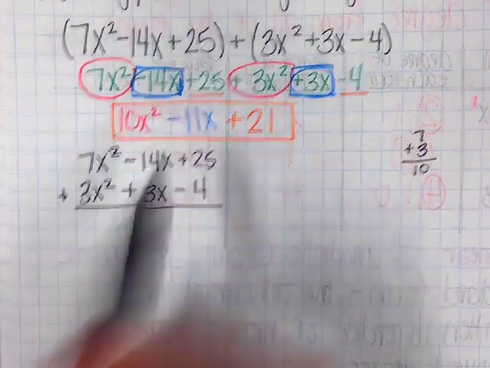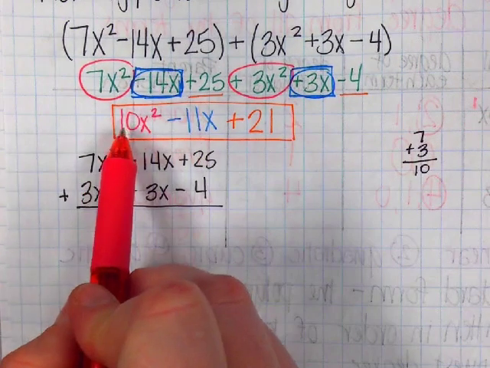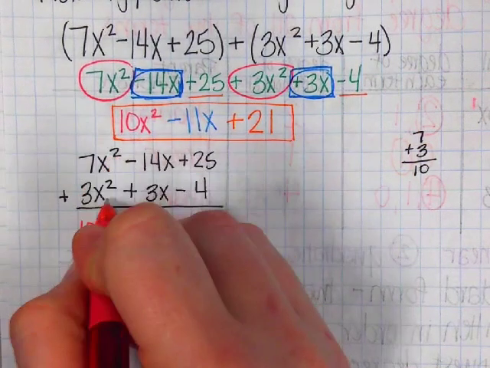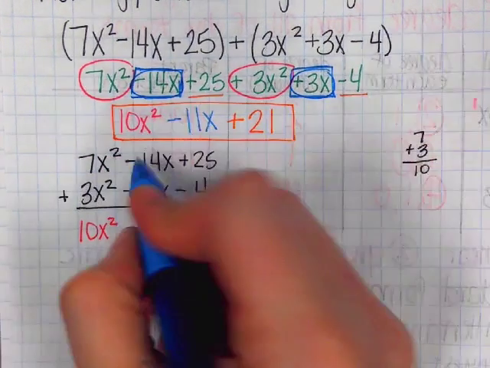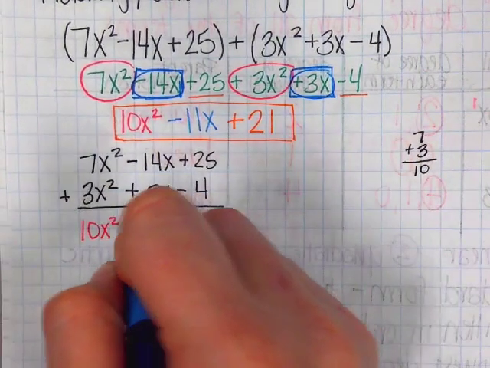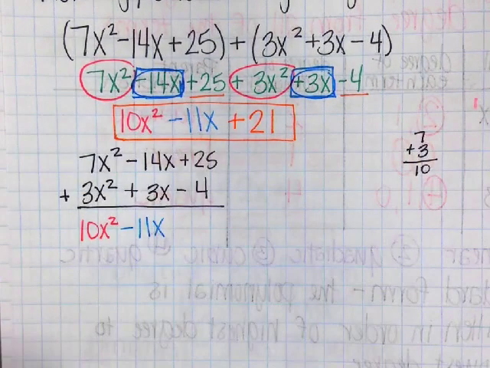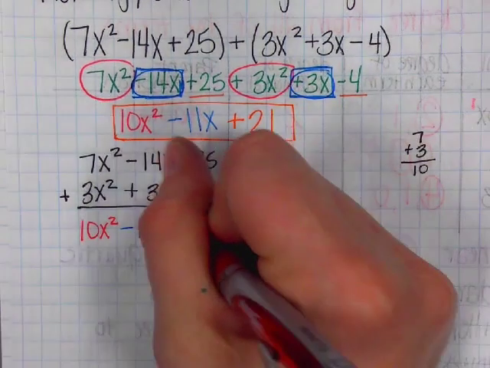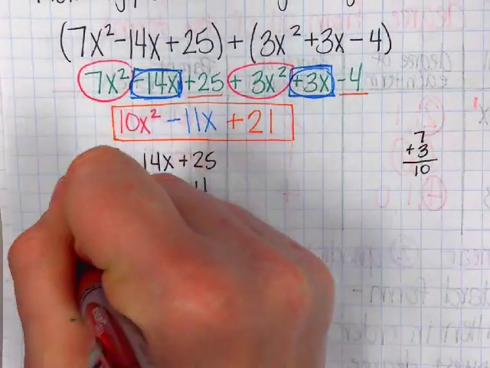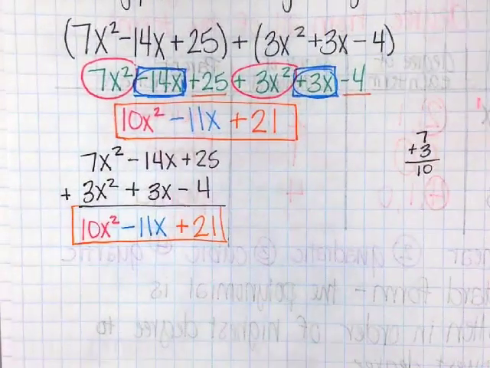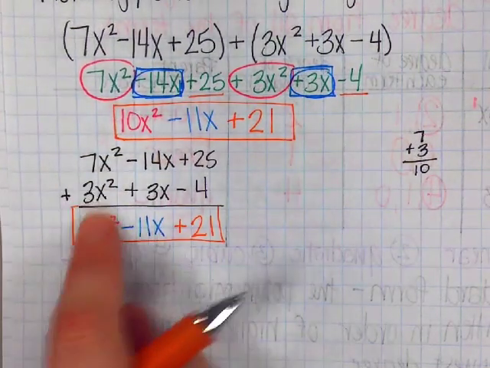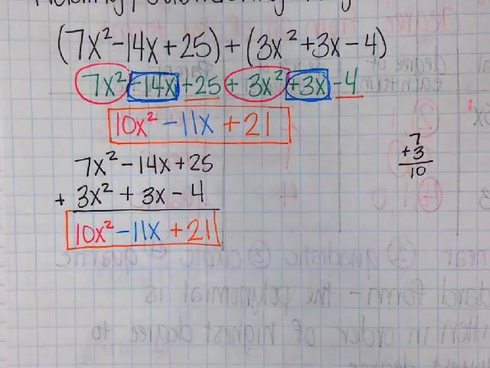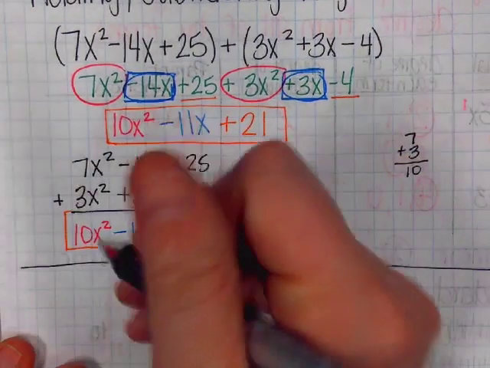So then it's the same thing that I just did a minute ago up here. It would be 7 plus 3 is 10x squared. Don't forget to put the x squared. Then negative 14 plus 3 would be negative 11x. And then 25 minus 4 would be 21. So that is the same answer, just depending on which way you think makes more sense. Okay, let's do another example.